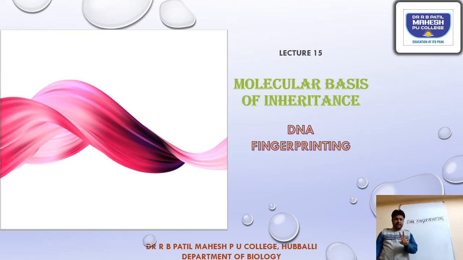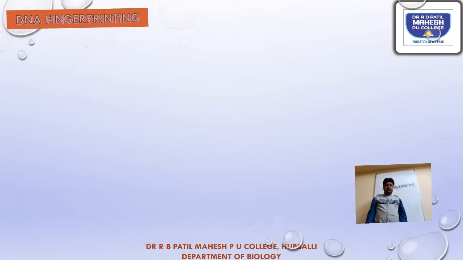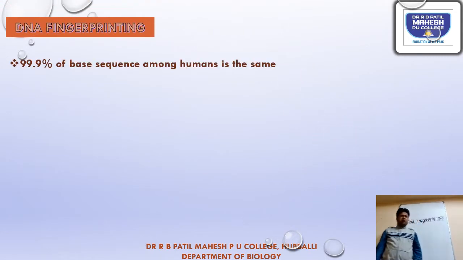And you already know that 99.9% of human DNA does not code for any proteins, and only 0.1% of human DNA codes for proteins. 99.9% of the base sequence among human beings is the same. These are the non-coding sequences. It is the same in all the individuals in a population.